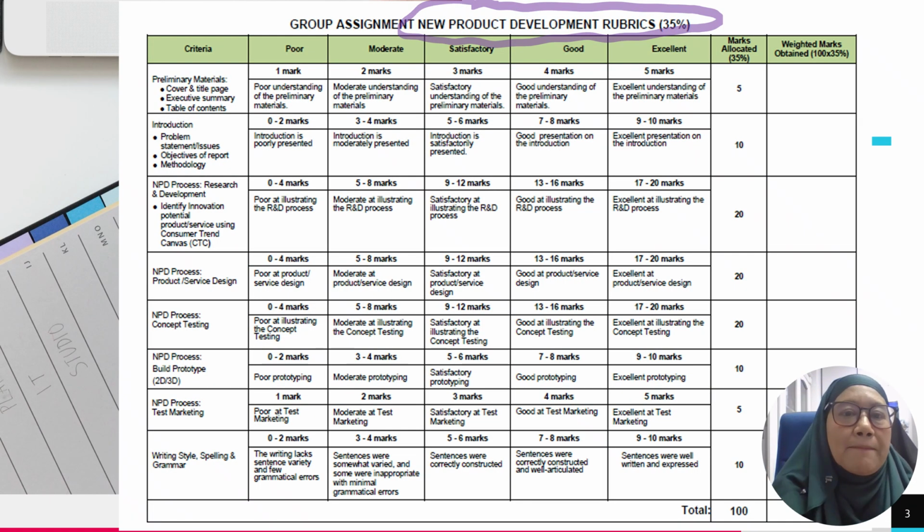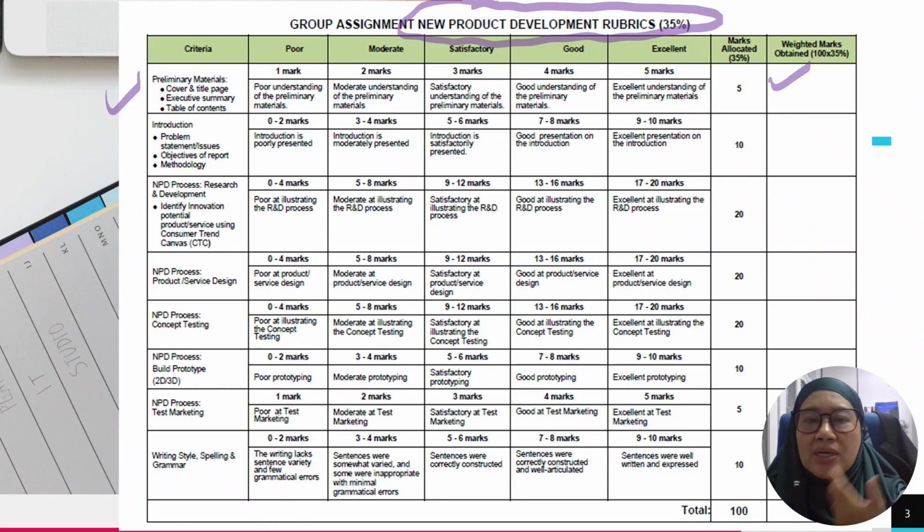First, preliminary materials. This one is 5 marks. This includes your cover, title page, executive summary, and table of contents. Here you should show effort in layout, clarity, and organization.